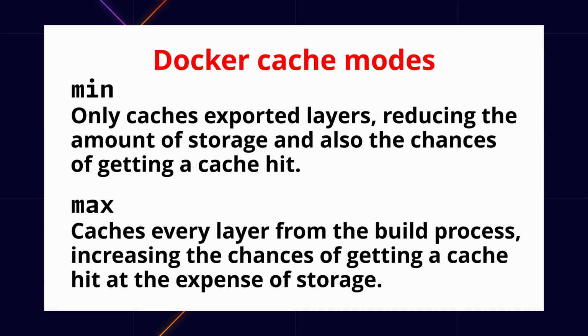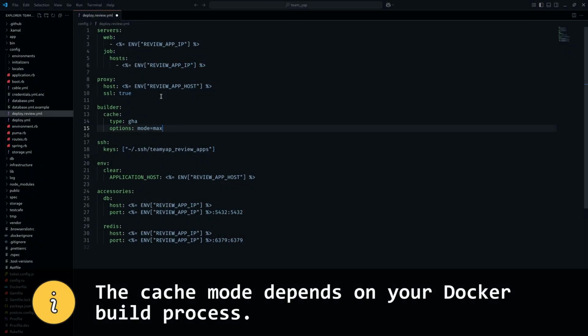The min or the minimum cache mode only caches exported layers, which are essentially the layers contained in the final build and won't include any layers from the intermediate stages. This mode reduces how much storage is used for caching and makes the caching step quicker, but depending on your Docker builds, you'll probably have fewer cache hits, which kind of defeats the purpose of caching. The max cache mode, or maximum cache mode, on the other hand, caches every single layer in the process, including all layers from intermediate build stages. This mode gives you a much better chance of having cache hits during subsequent builds, with the trade-off being that the resulting cache will be much larger. Depending on how you set up your Docker file, one mode can work better than the other when it comes to caching.